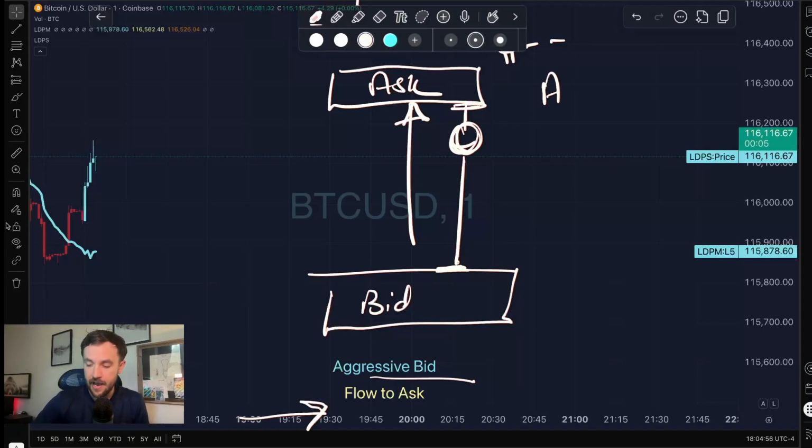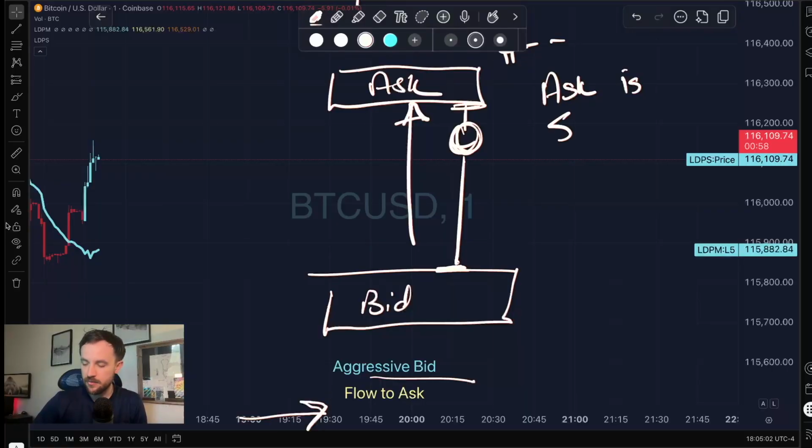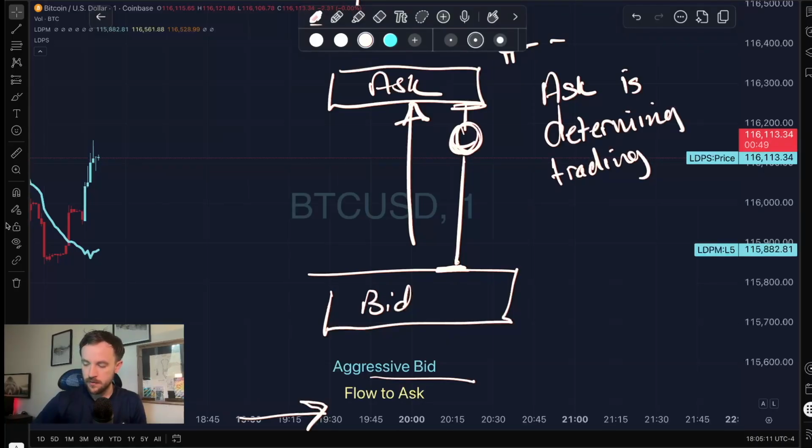And so this means that the ask is determining trading capability.